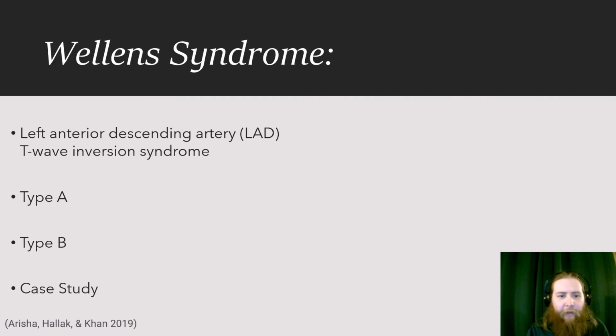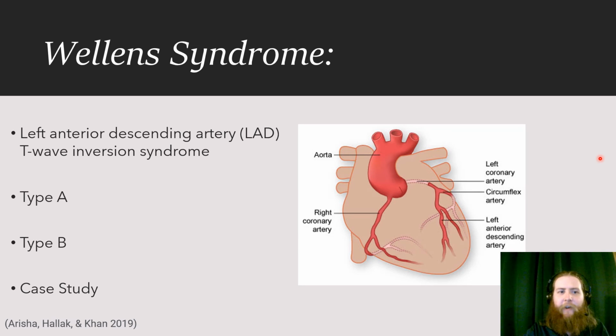For another pathology, we're going to talk about Wellens Syndrome. Wellens Syndrome affects the left anterior descending artery of the heart. The left anterior descending artery is this one right here. And it is important, after it breaks off of the left coronary artery there, it pumps blood to the heart, specifically the left-hand side of the heart.